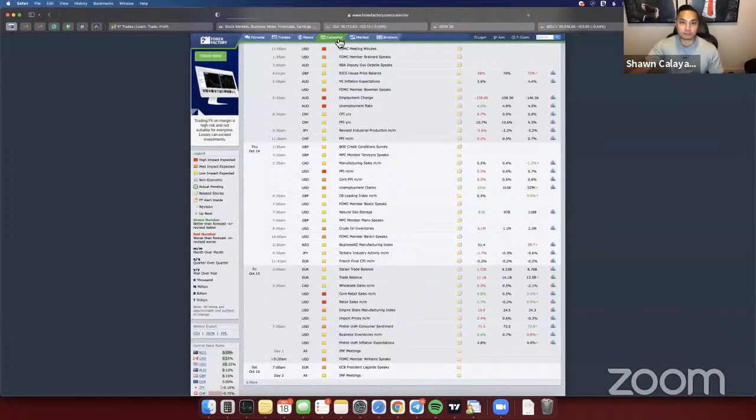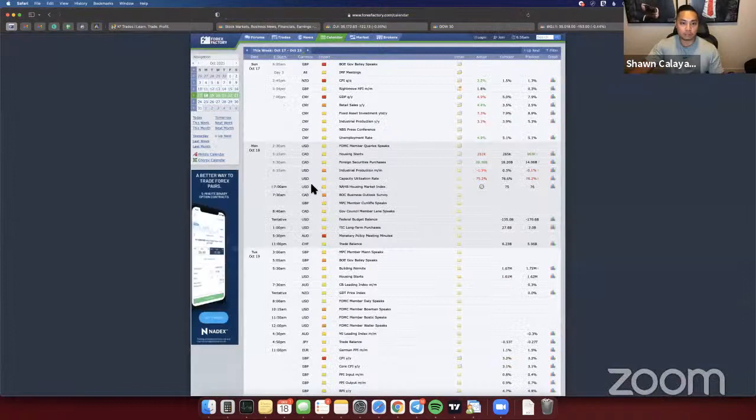Let me go and refresh this real quick. Here's the calendar for this week. We have NAHB housing market index at 7 o'clock. And then we have Bank of Canada business outlook, which, I mean, it might affect the market slightly, but not very much.